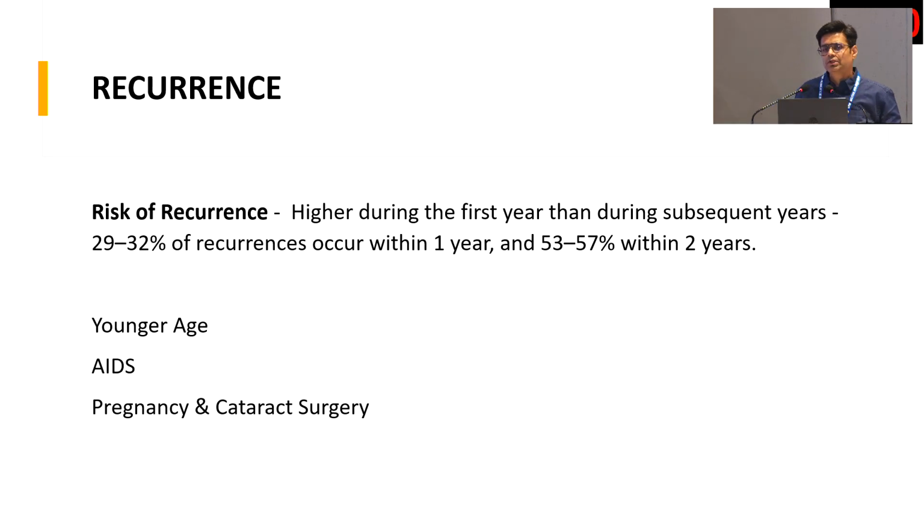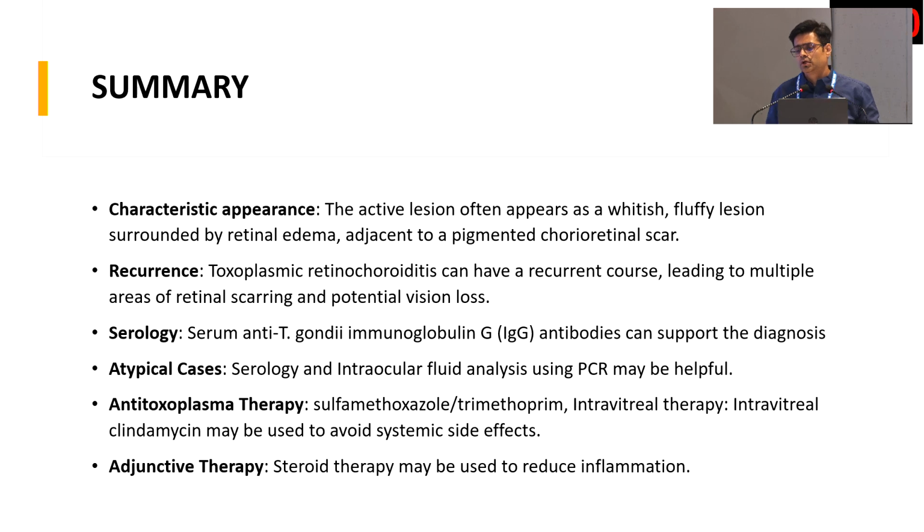The problem again with these infections is recurrence. There is a chance of almost 30% of people recurring in 1 year and around 50% in 2 years. These are more commonly seen in patients who are of younger age, who are immunocompromised, and are either pregnant or have undergone cataract surgery. To summarize, they have a very characteristic appearance, so at least in the typical form, it's not a very hard diagnosis to make.